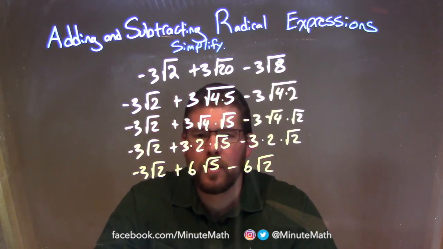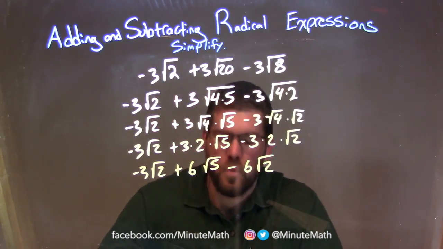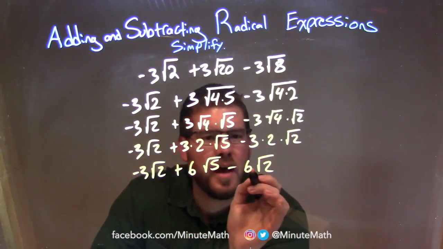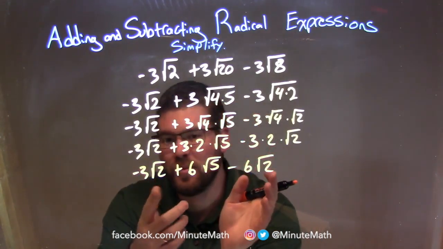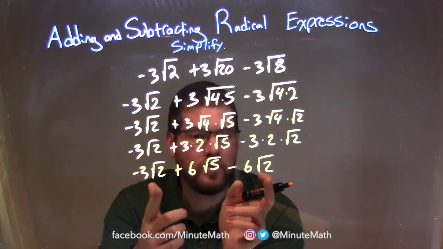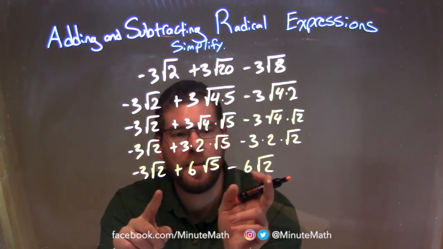Okay, so now we're going to combine our like terms here. I have my negative 3 times the square root of 2, and then minus 6 square root of 2. These two, that's right, not like terms. They're the same square roots, not like terms. It's a bad word for that. Same square roots. Okay, so we have the same square roots right there, and I combine these two together.